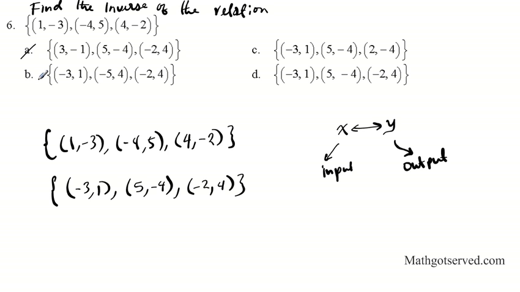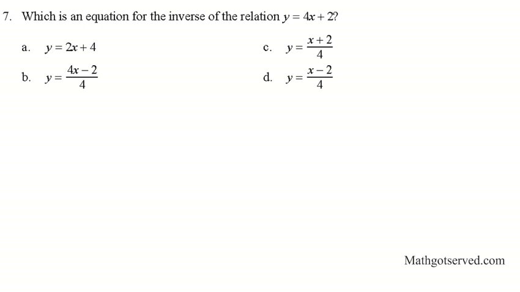So which one matches? Let's see. This is wrong because the 5 here is supposed to be positive. Let's look at this one. This is (-3, 1), (5, negative... All right, this is wrong. (-3, 1), (5, -4), (-2, 4). Answer is D. So don't forget, anytime you're finding the inverse, you switch the x's and y's, okay? And then that will help you find the inverse, all right? Now let's apply this idea to a function, a linear function.